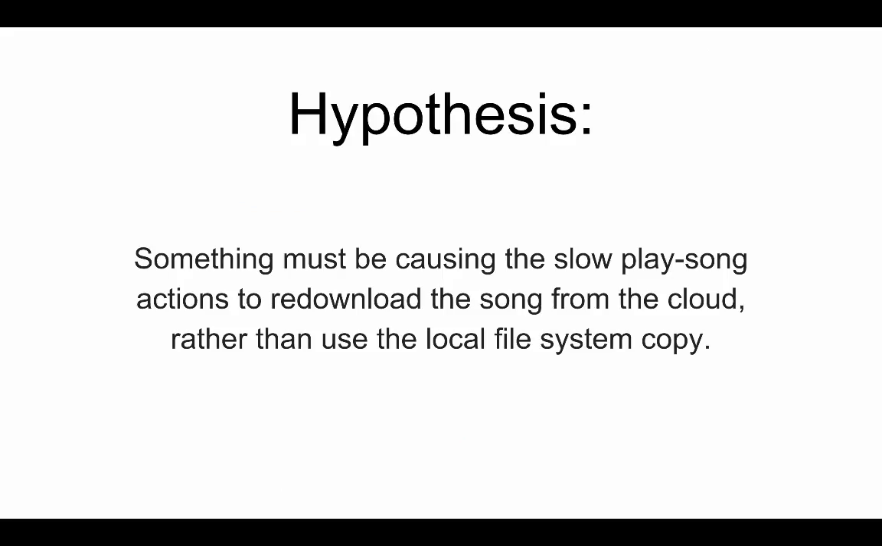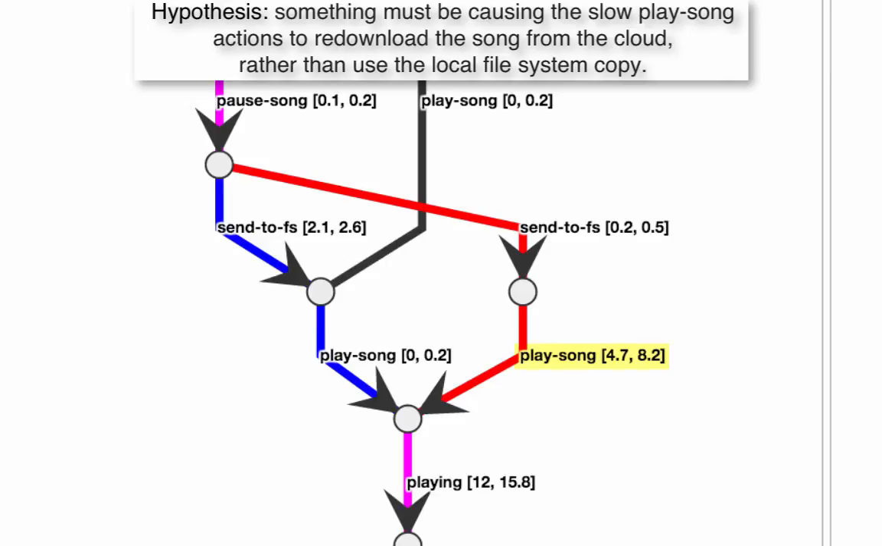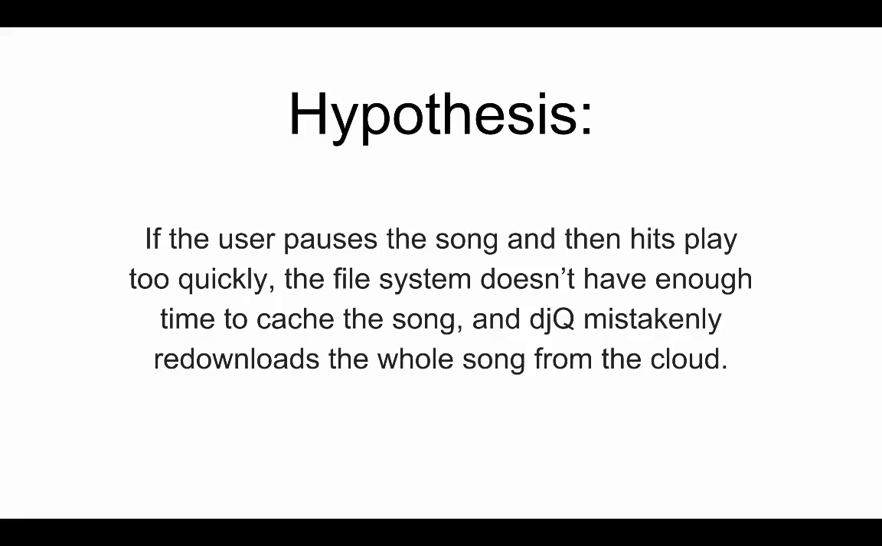Inspecting this new model that only contains behavior relevant to the bug, Jenna has a new hypothesis. Something must be causing the slow play song actions to re-download the song from the cloud. Jenna re-examines the slow play song actions and notices the slow ones are preceded by a very short send-to-file system, while the fast play song actions have a much longer send-to-file system. Maybe, if the user pauses a song and then hits play too quickly, the file system doesn't have enough time to cache the song, and DJQ mistakenly re-downloads the whole song.